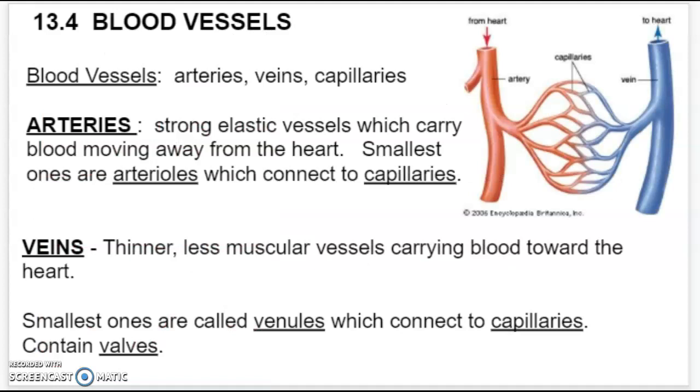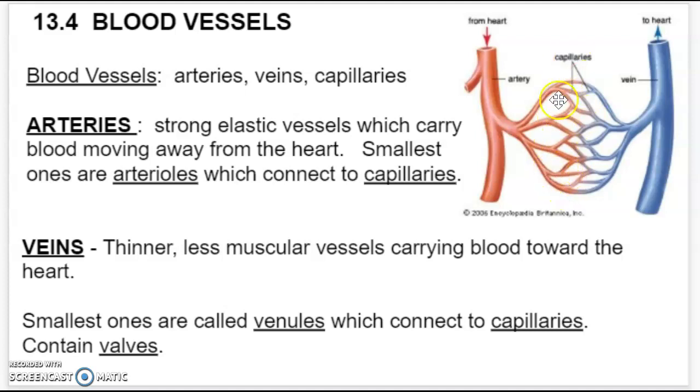Now the blood vessels: you have arteries and veins, but they also stem into other vessels. Arteries are the largest ones. They're strong because they have a lot of force from the ventricles, and they carry the blood away from the heart. Arteries pass blood into what are called arterioles. They're smaller. And then finally they go into capillaries, which are the smallest blood vessel, and that's where all the gas exchange is going to take place.